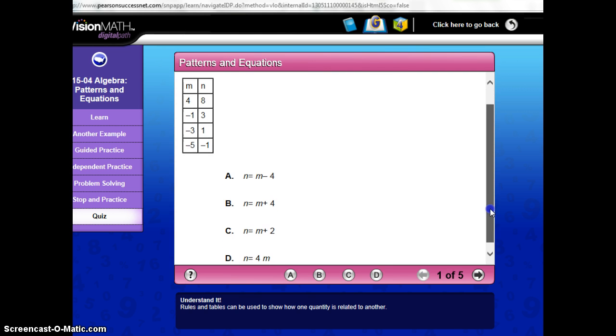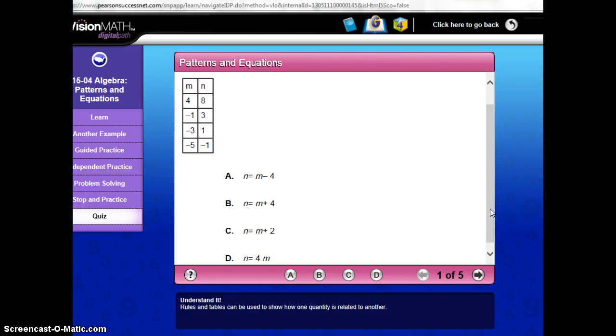Okay, which equation is going to work for this table? Okay, all of them have n. So to get the letter n, what do you do with the m? I'm going to give everybody a chance to look at all of the choices. I would hope everybody can see this answer. To get the letter n, to get these right here, what do we do with these?